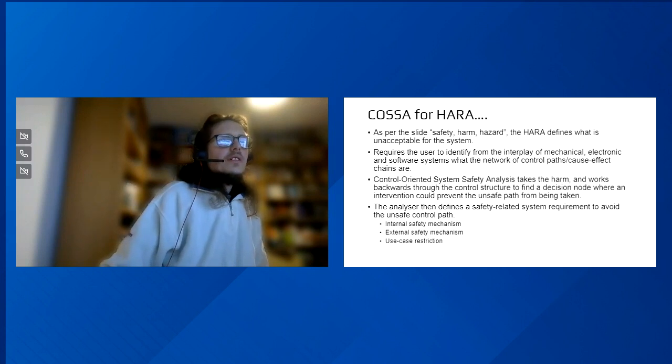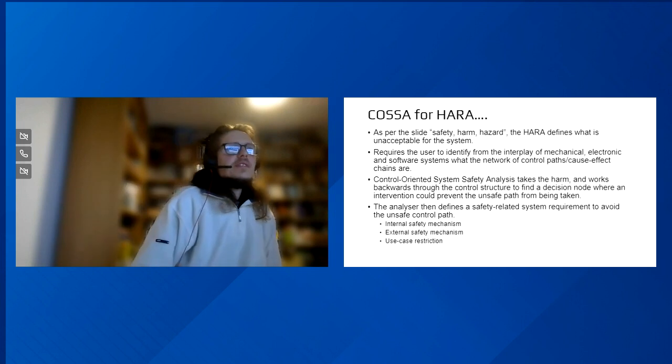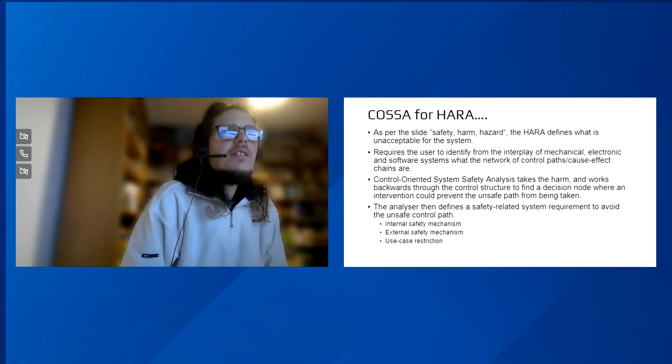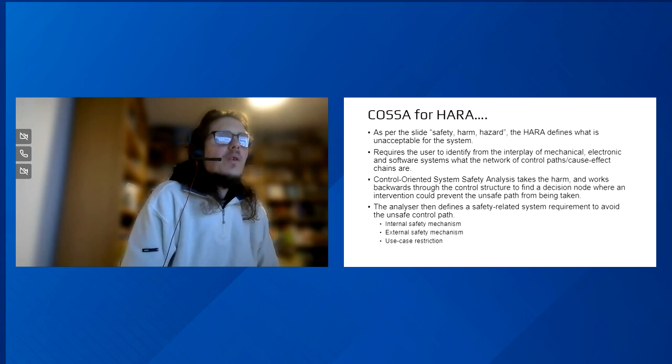So, control-oriented system safety analysis for HARA. As per the previous slide, safety, harm and hazard, HARA defines what is unacceptable for the system. It then requires the user to identify from the interplay of mechanical, electronic and software systems what the network of control paths and cause-effect chains are.